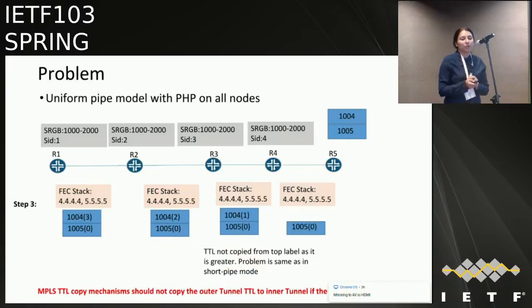Because MPLS TTL copy mechanisms will not copy the TTL from the top label to the bottom label if the bottom label has a lower value compared to the top label. That's done to avoid problems in MPLS data packets: if you have the TTL for the bottom tunnels set to 1, then you need to honor that. You cannot copy the TTL from the tunnels that you're traversing, which are the outer tunnels.